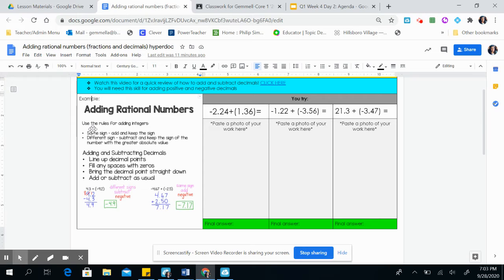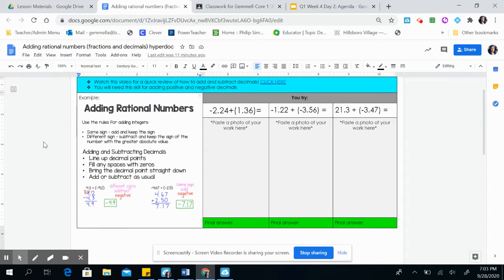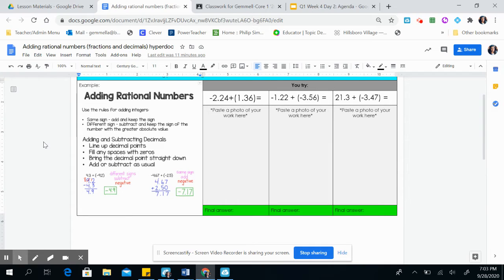So if you have more negatives, your answer is going to be negative. If you have more positives, your answer is going to be positive. But the key there is to find the difference, or to subtract the two numbers. Some things that are important to remember when adding and subtracting decimals are that you have to line up the decimal points, fill in any spaces with zeros, bring the decimal point straight down, and then add or subtract as usual. So here are two examples.